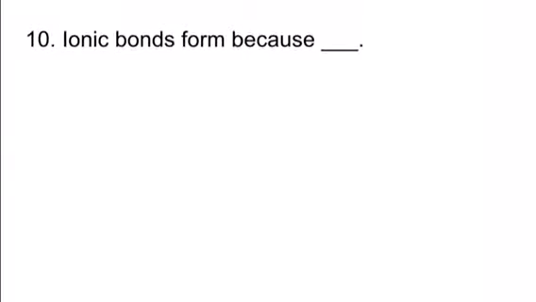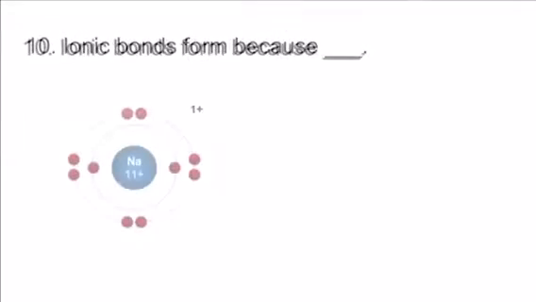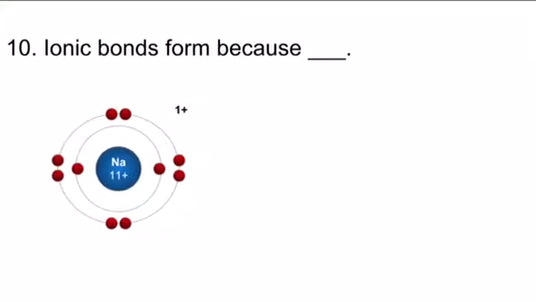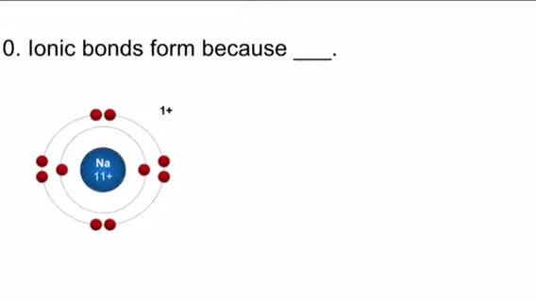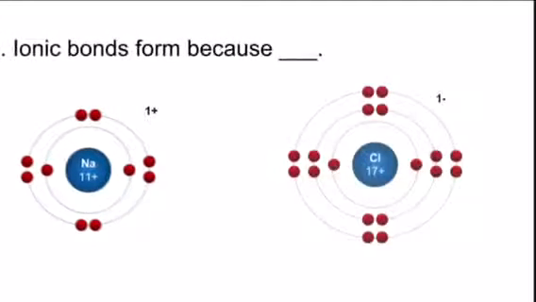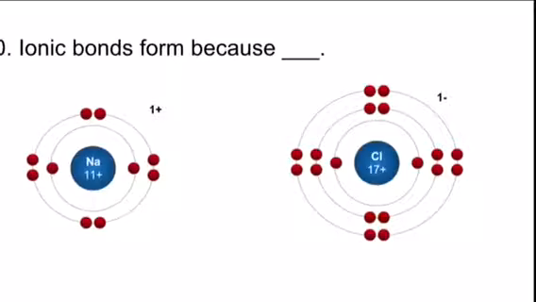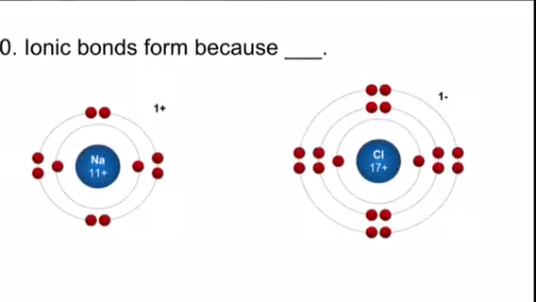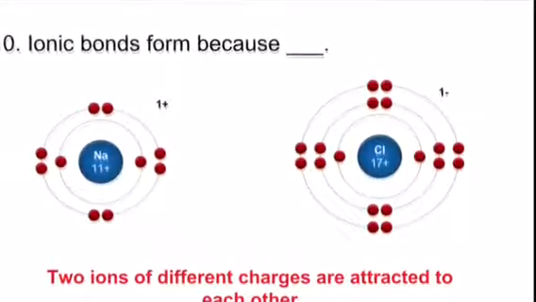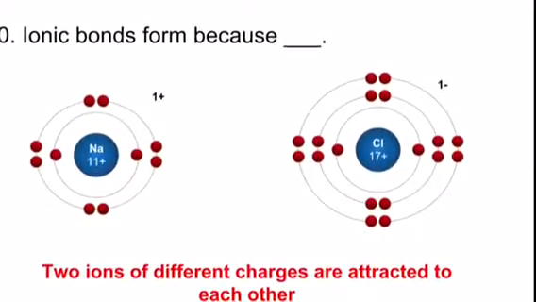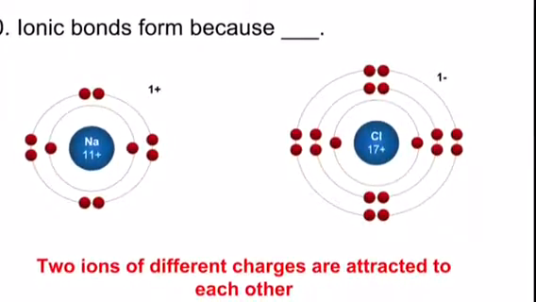Question 10. Why do ionic bonds form? So let's use the classic example of sodium chloride to answer this question. Here we have sodium ions with a +1 charge, and chlorine ions have a -1 charge. Because their charges are equal, they both are 1, but they're opposite, sodium with positive, chlorine negative, they will bond together.